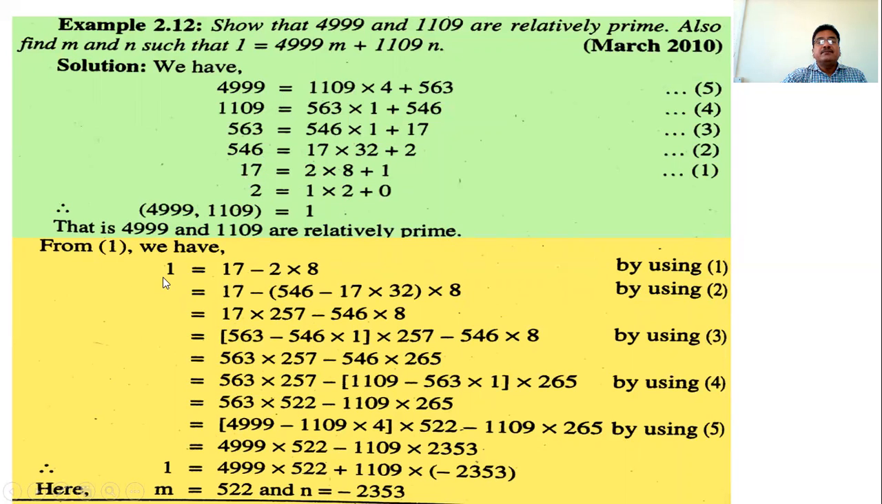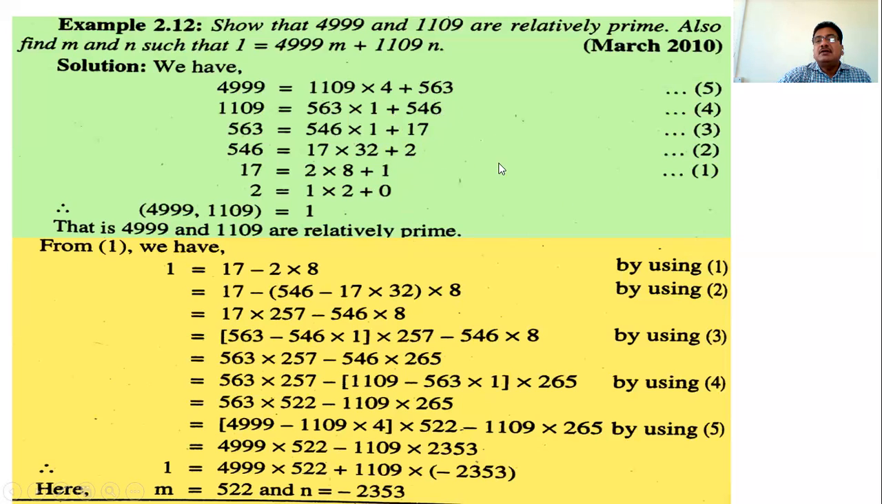Now we have to express this 1 as 4999 into some integer m plus 1109 into some integer n. Then number these equations in reverse order 1, 2, 3, 4, 5. Then from equation 1, the second last equation, we have the value of 1 is equal to 17 minus 2 into 8. Then use equation number 2, then equation number 3, equation number 4, equation number 5 successively.